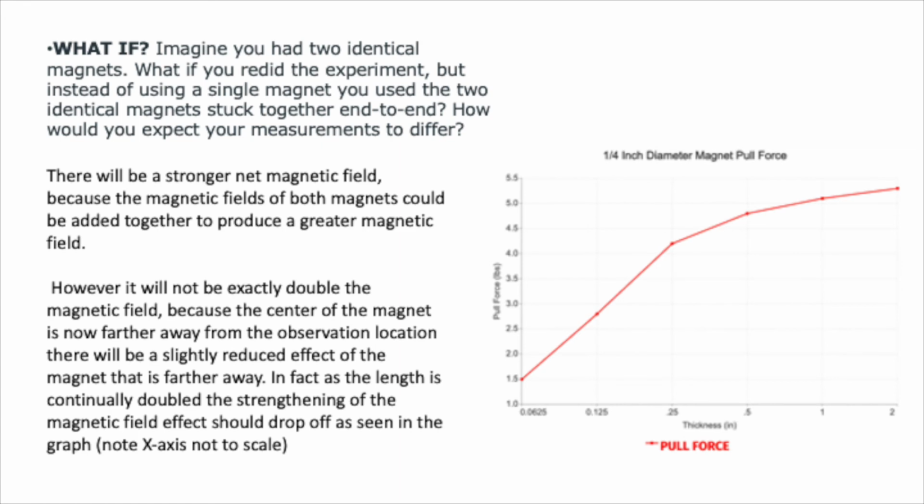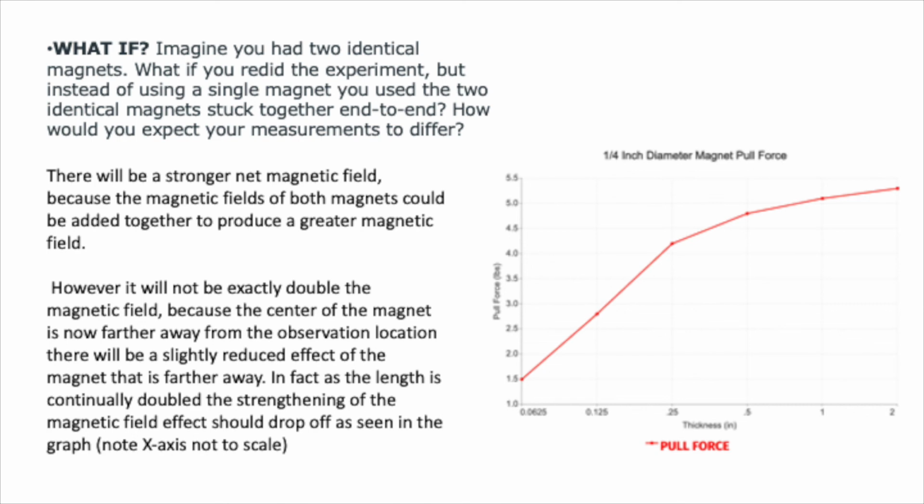What if you had 2 identical magnets and you used them end to end? Ultimately, you would have a stronger net magnetic field because the magnetic field of both magnets could be added together to produce a greater magnetic effect. However, it wouldn't be exactly double the magnetic field because the center of the magnet is now farther away from the observation location. So there will be a slightly reduced effect of the magnet that is farther away.